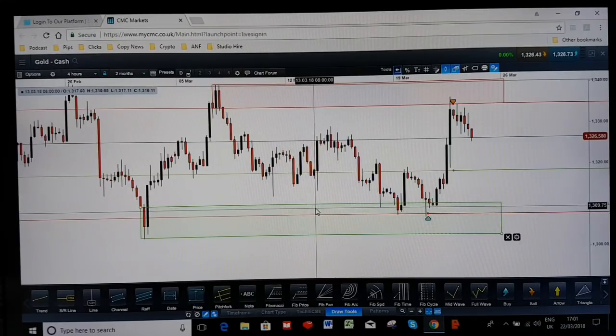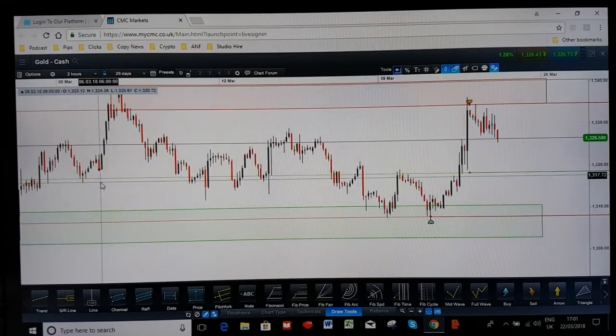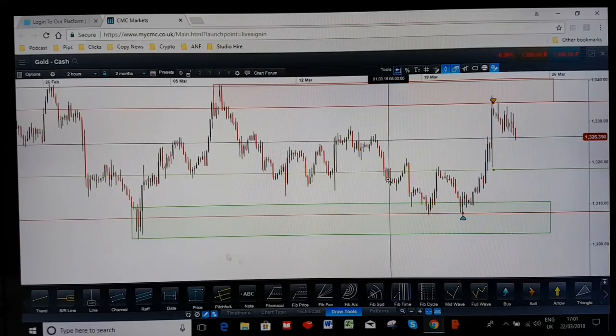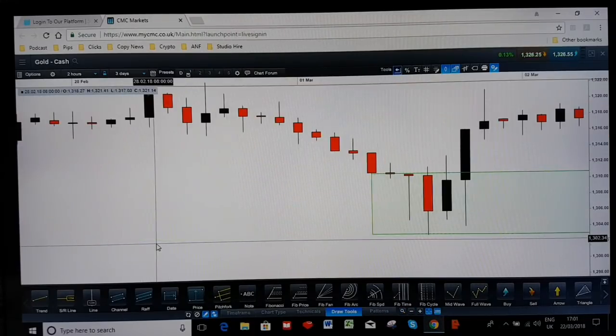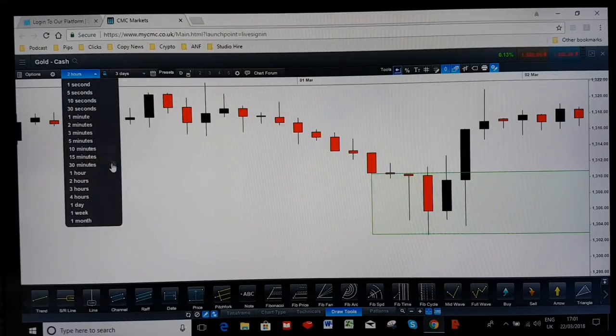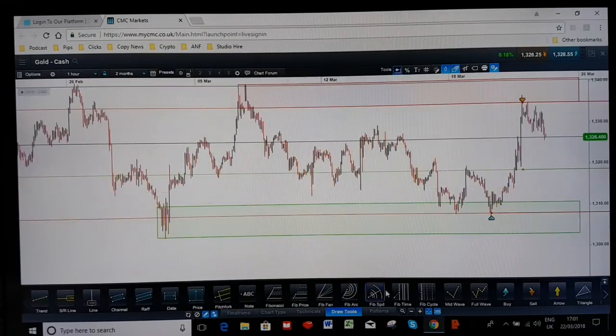All right. So let's half the time frame and see what we can find. Can you see the structure there? Let's just zoom in a bit. No engulfing there. That looks like that has that same structure. Let's go to a 1 hour. Let's zoom in.